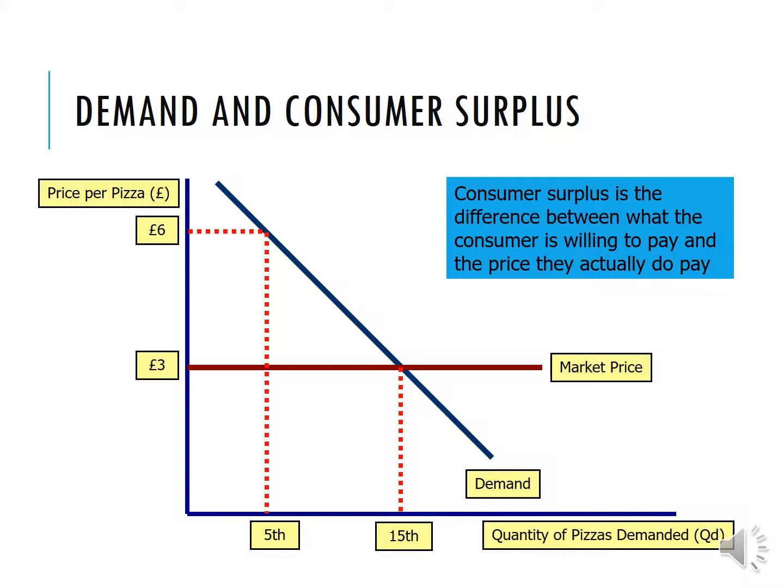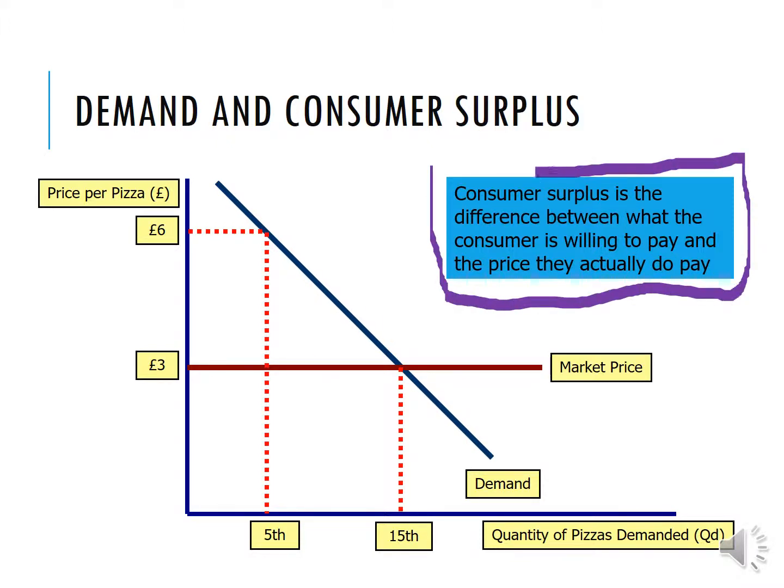So the consumer surplus is the difference between what the consumer is willing to pay and the price they actually do pay. So this is an important definition. Let's make sure we've got this down in our notes, and then we can have a look at this example. We've said here that for the fifth slice of pizza, I was willing to pay £6, but I only paid £3. For the second slice of pizza, I was willing to pay even more, but I only paid £3. For this slice of pizza over here, I would have paid about £5, but I only paid £3, and so on.